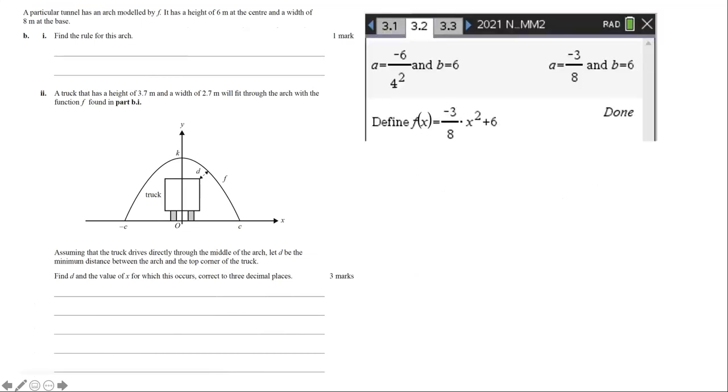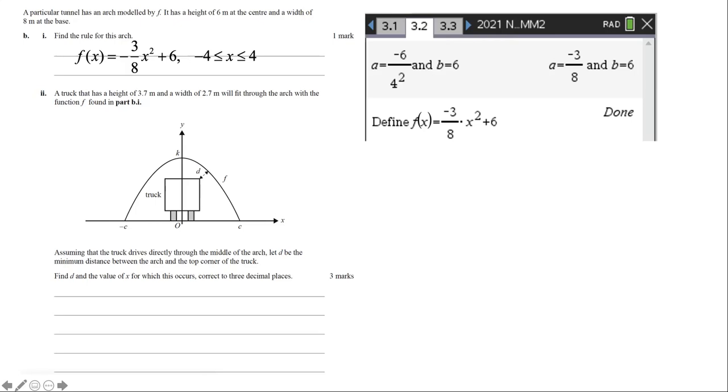Once you substitute the k value and the correct c value into a and b, you will get the expression here. So the rule for this arc is minus 3 over 8 x squared plus 6. The domain is negative 4 to 4, but the question didn't ask us to find the domain, so you could omit that when you are completing the same question.